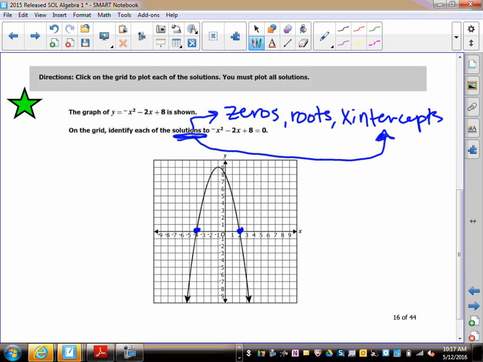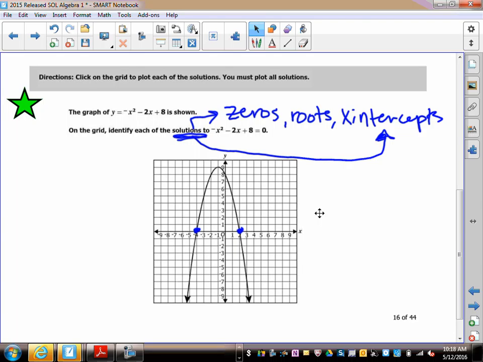Now I want to show you something else. It's easy, right? You're just plotting the dots. Now be careful. Check to see what they ask for. If they ask for the solutions, I want only these solutions. Sometimes they'll ask you for the x-intercepts and the y-intercept. In that case, you would need to plot your y-intercept. But the mistake some of you were making on your test was that you gave me the y-intercept when I never asked for it. Your solutions are just your x.